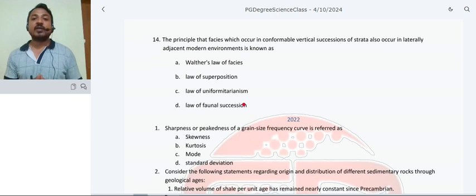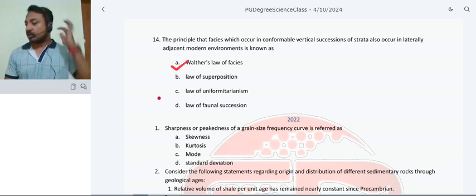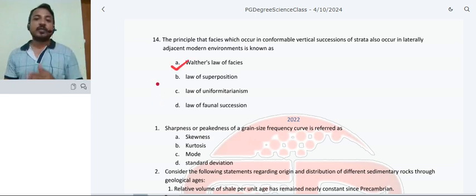Then the principle that phases which occur in conformable vertical succession of strata also occur laterally. It is the statement of Walther's law. If you find the facies vertically, you will also find the same facies laterally. Where there is a break in facies vertical sequence, you will also get a break in facies in the lateral section.